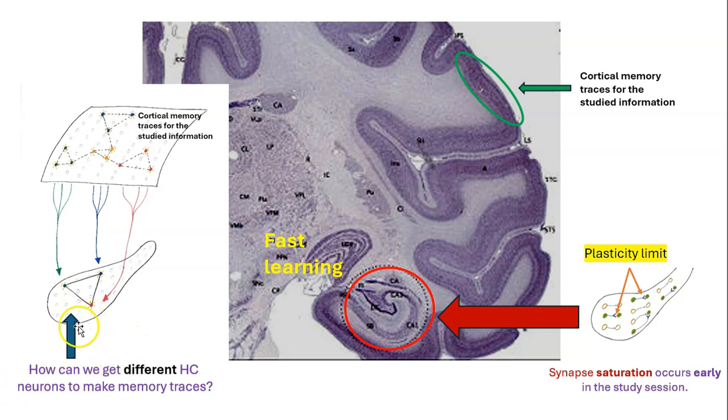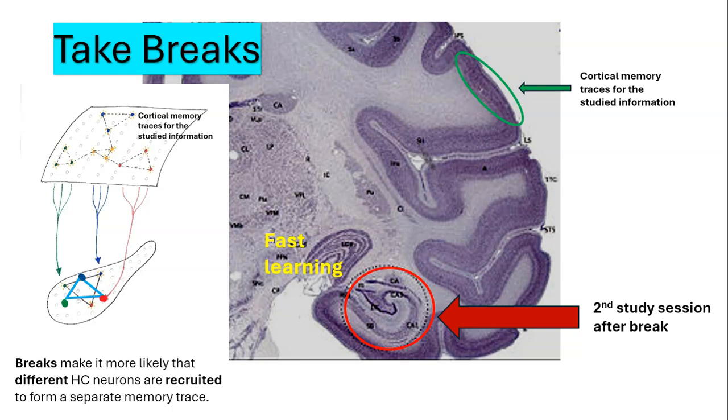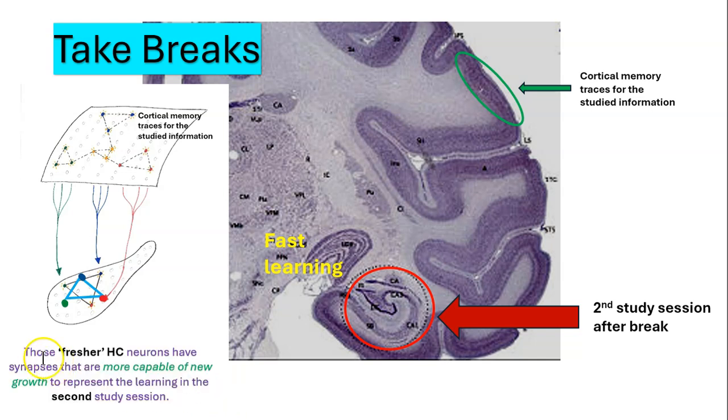So how is it that we can get around this problem? How can we get different hippocampal neurons to make memory traces for the same information we want to study? And the trick here is to take a break. Breaks make it more likely that different hippocampal neurons are recruited to form a separate memory trace. Those fresher hippocampal neurons have synapses that are more capable of new growth to represent the learning in the second study session.